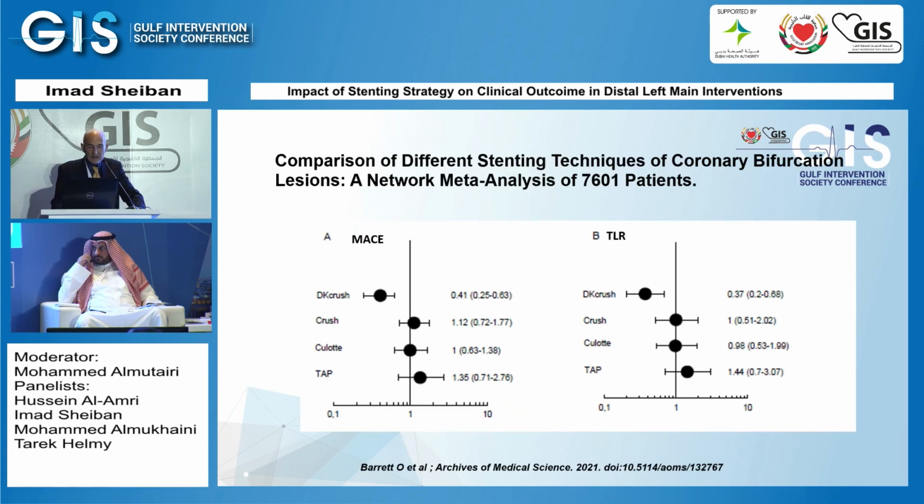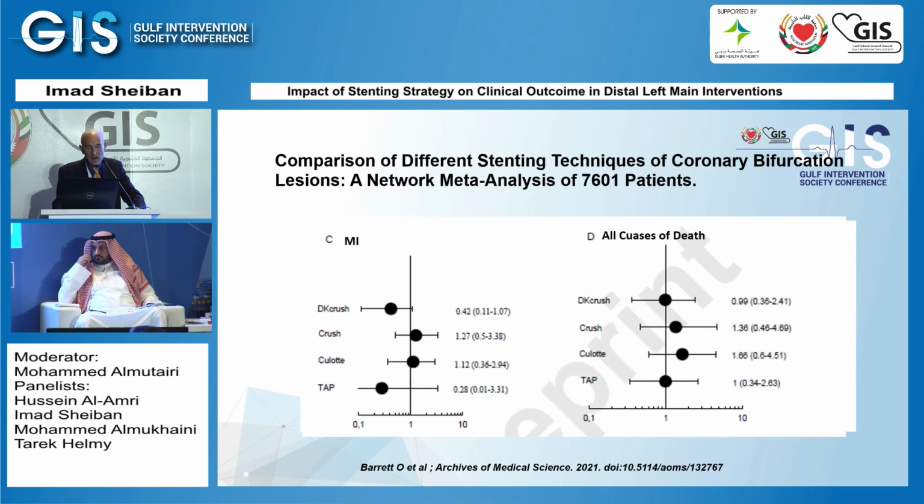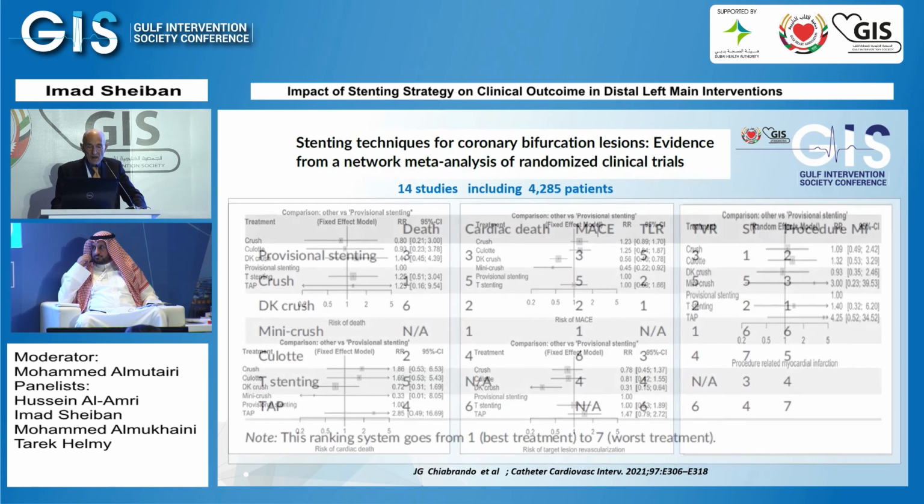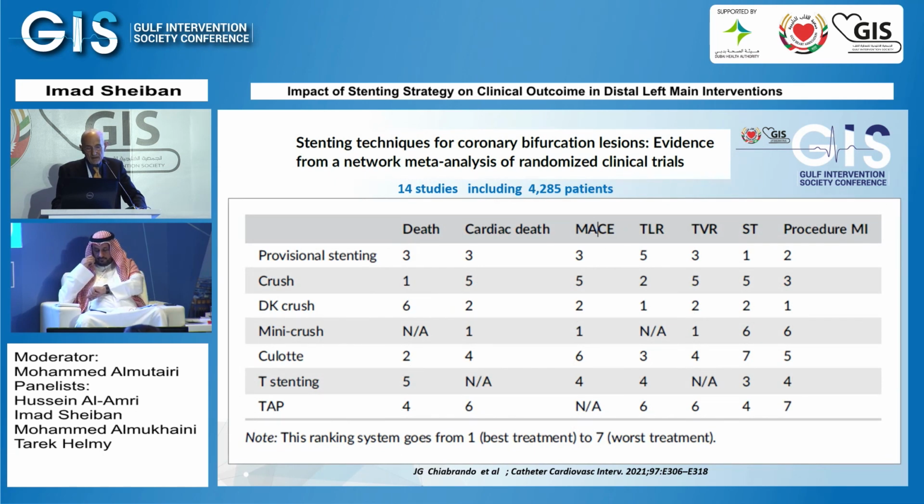And again, another analysis confirming what we have seen before. That means DK crush is competing with provisional stenting, but culotte also is not doing badly. TAP, you see here, is doing the worst job if we consider stent thrombosis. Again, this is another study, a meta-analysis comparing these strategies and showing again that DK crush is competing with provisional stenting, and TAP is not the case to be used.